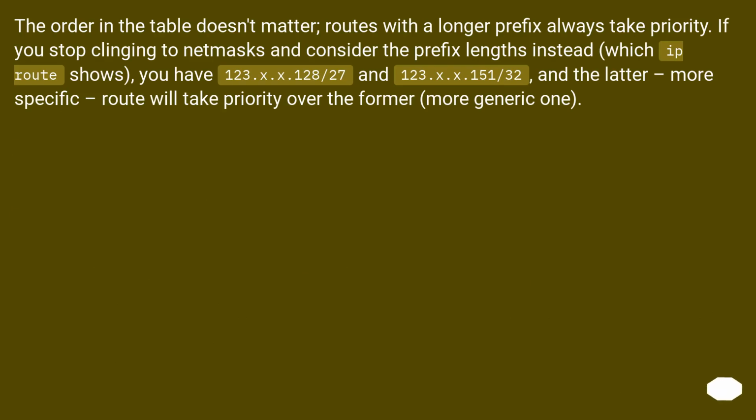The order in the table doesn't matter, routes with a longer prefix always take priority. If you stop clinging to netmasks and consider the prefix lengths instead, which ip route shows, you have 123.x.x.128/27 and 123.x.x.151/32, and the latter, more specific, route will take priority over the former, more generic one.